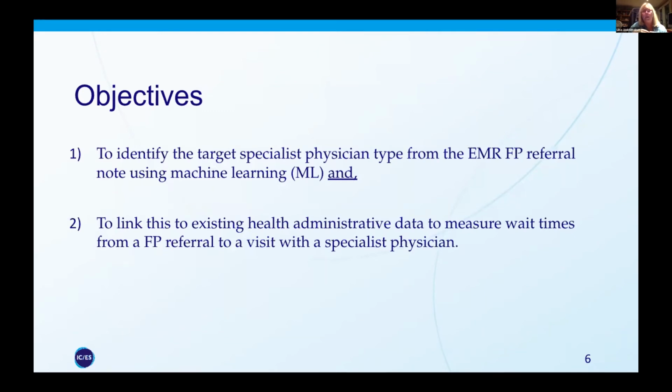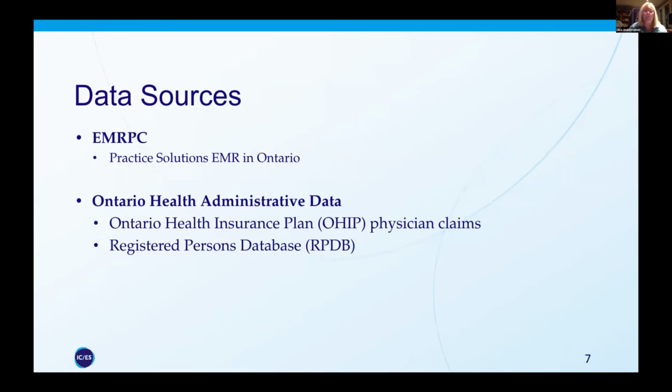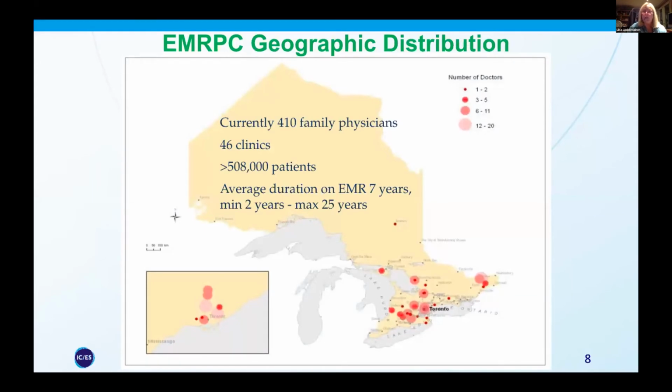referral note. So what we thought, it would be interesting to see if we could identify the target specialist physician from the EMR data using machine learning, and then link it to the administrative data to look at wait times. We used EMRPC, which has been described in previous talks, and we linked it to the physician claims data in Ontario. And EMRPC is a convenient sample of over 400 family physicians across Ontario from 46 clinics, over 500,000 patients. And these family physicians provide their entire EMR record to ICES for linkage and for research.